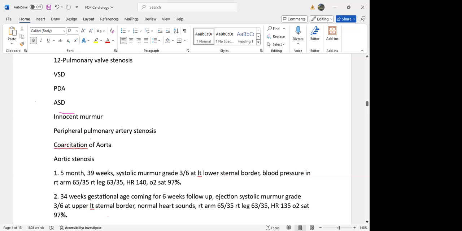Now we have 34 weeks. This child was born at 34 weeks gestational age, coming for a 6-week follow-up. Now this child is 6 weeks of age.